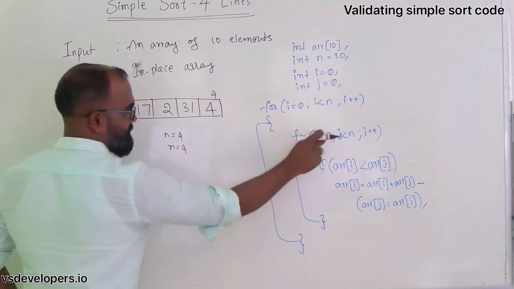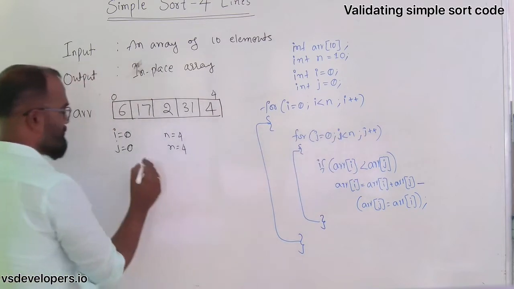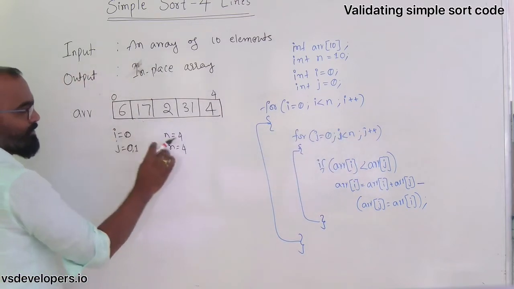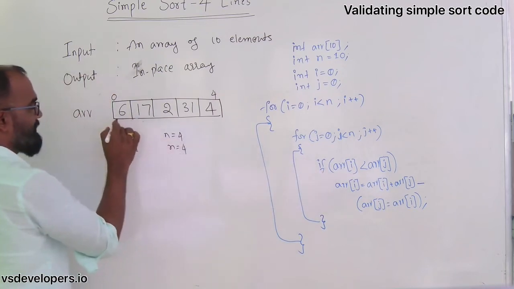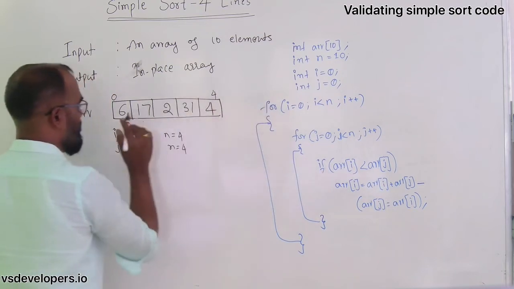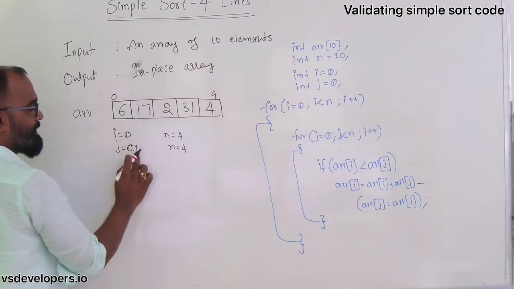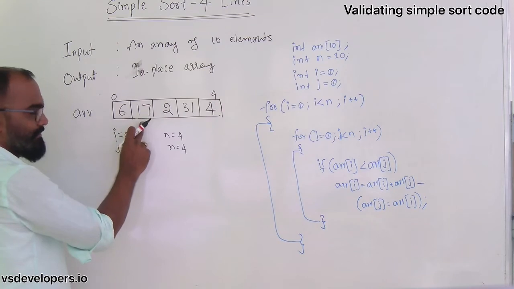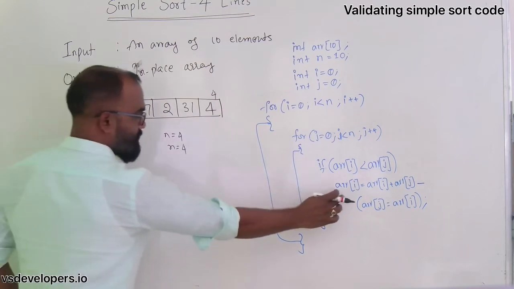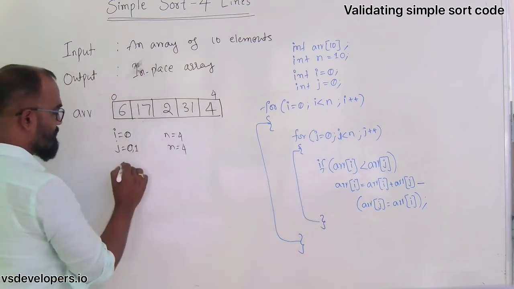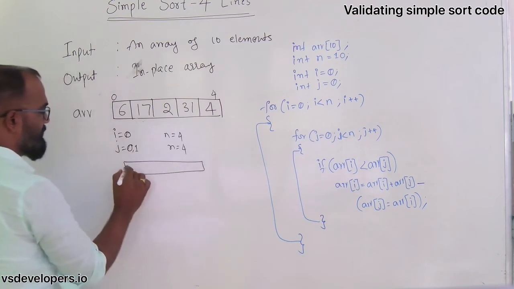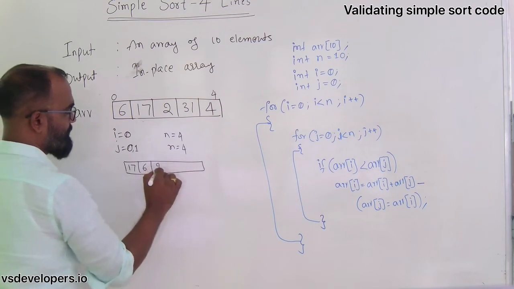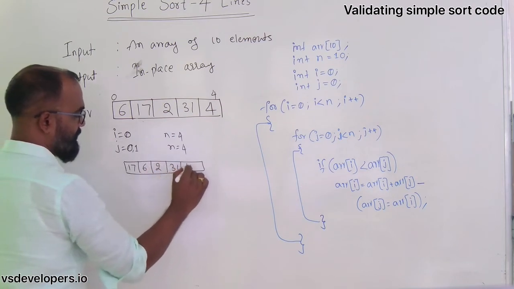So come back. Now J is incremented, J became 1. Now comparison again, array of I is still here, I did not get incremented. I is still pointing at 0. So J has become 1, and array of I, 6, is less than 17. Yes. So then the swapping takes place. The 17 and 6 are swapped, and the rest of the elements continue to be the same, at least for now.